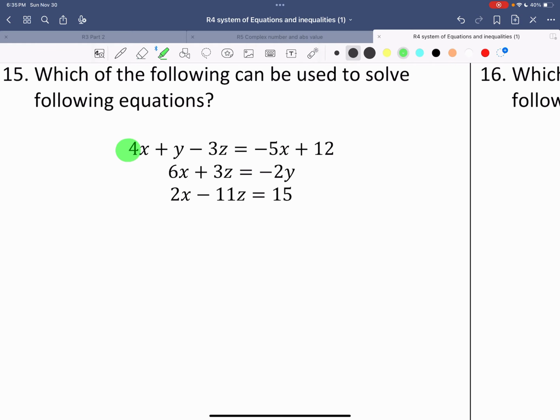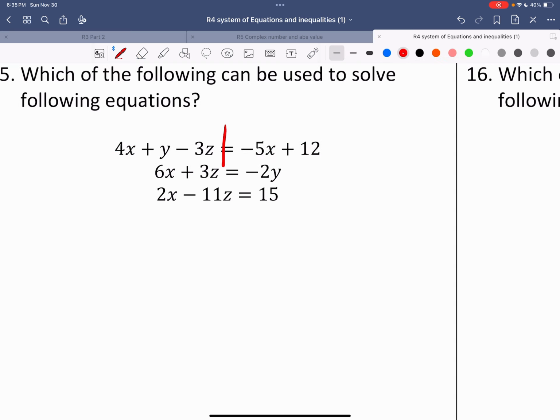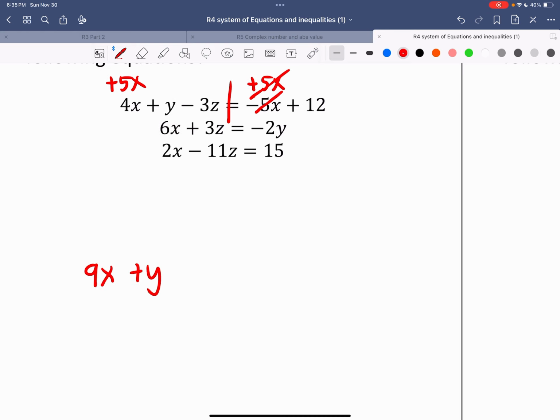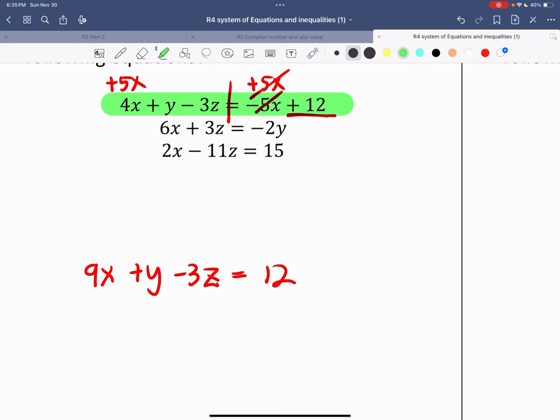So first one is not in XYZ order because I have a -5x here. So first I'm gonna move this one. So I'm gonna put plus 5x on both sides. I think that's the only thing that I have to do for the first line. So 5 plus 4 is gonna be 9x. And I'm gonna still write down plus y minus 3z equals. I still have a positive 12 on the other side, so that's it. All right, I'm done with the first one.